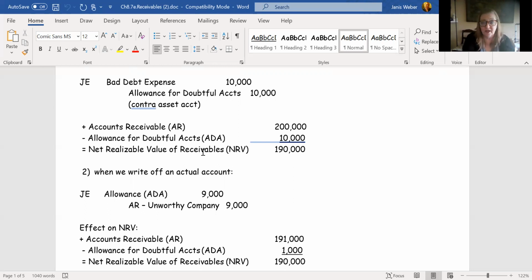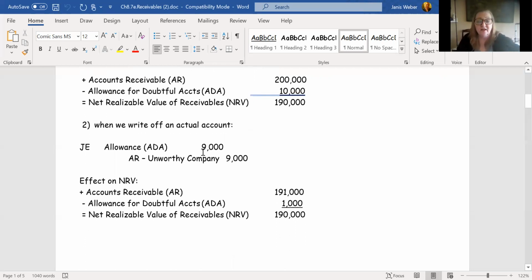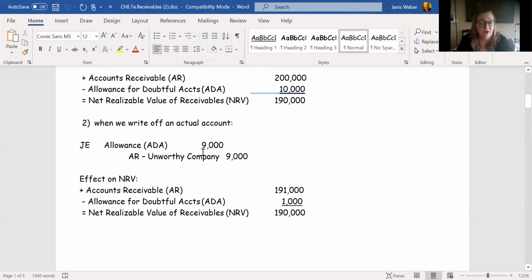So you debit the allowance account and you credit that customer's accounts receivable, because you're trying to take that accounts receivable off the books so you don't have to keep staring at it. So you credit their accounts receivable as if they had paid, because you're not going to keep billing them once you write it off. So the effect of that on the net realizable value is none.